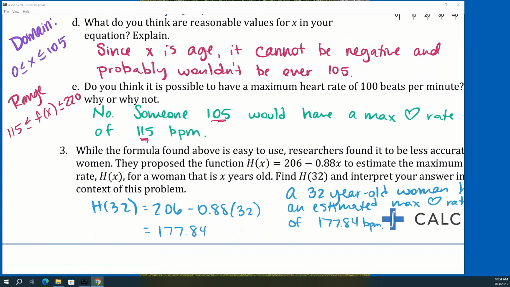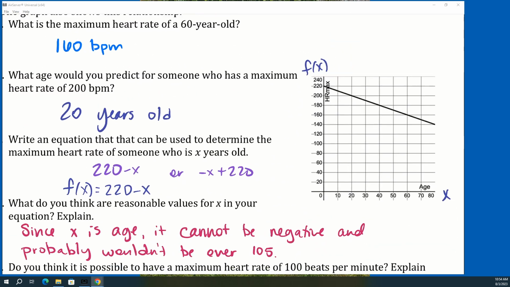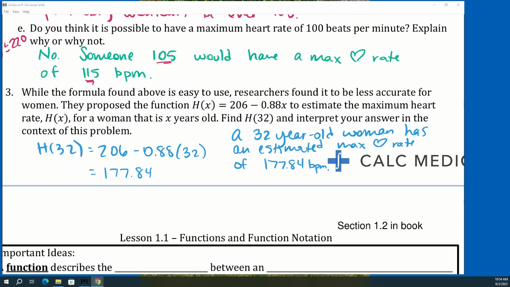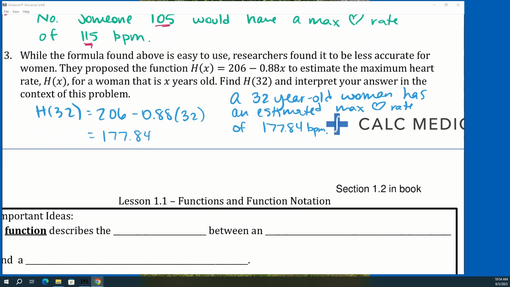And then this function doesn't really work as well for women as it does for men. Typically, averages are found using middle-aged men. Like, the average temperature is 98.7. Well, that's the average temperature for middle-aged men. So it's not a great one to use, but I guess they surveyed a long time ago to figure it out. So this is the function they would use for women.